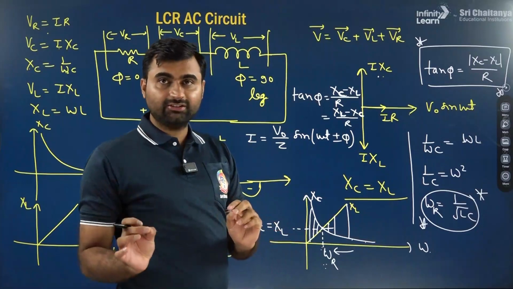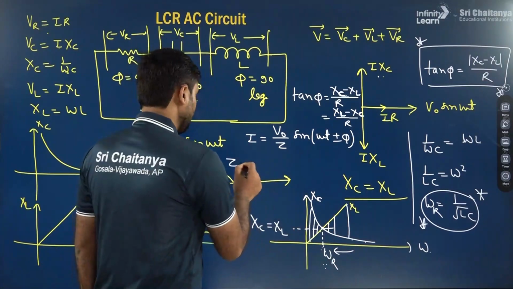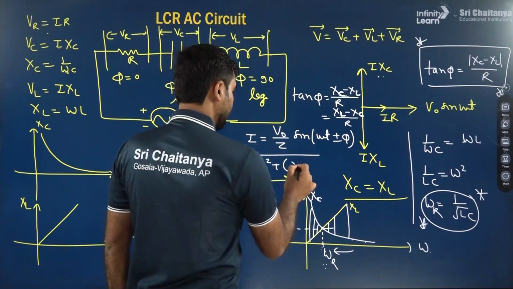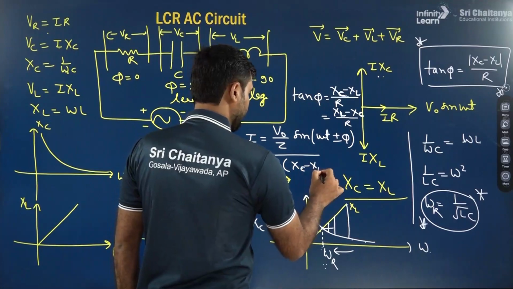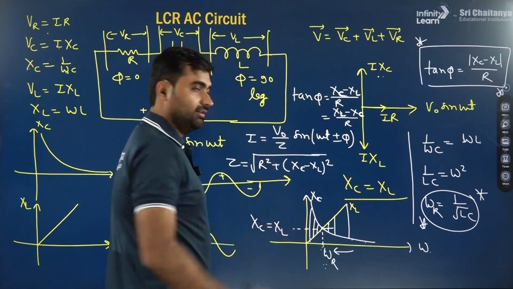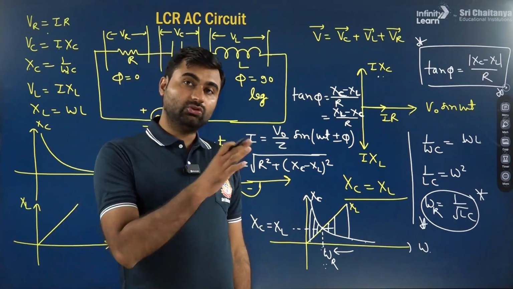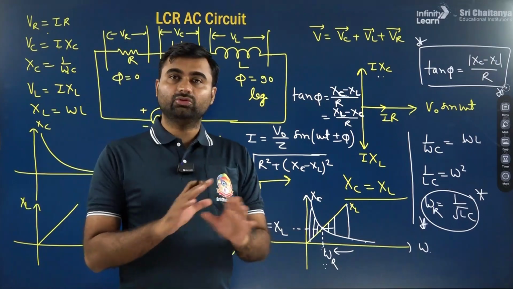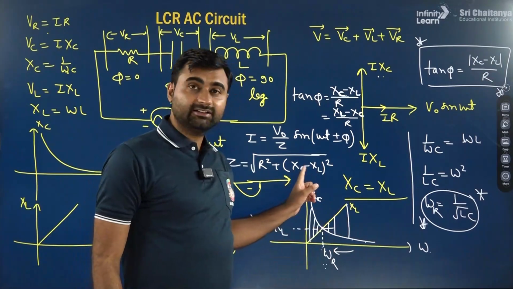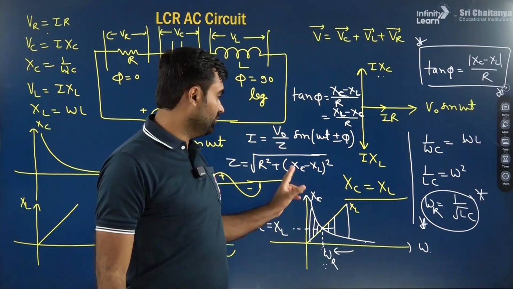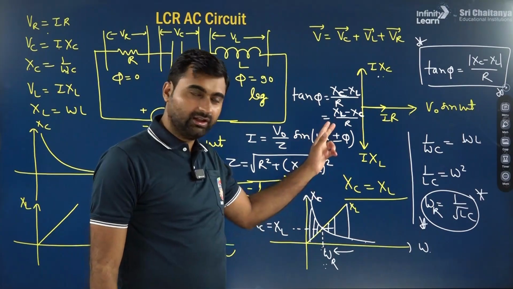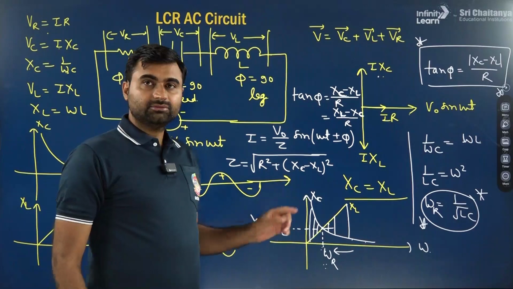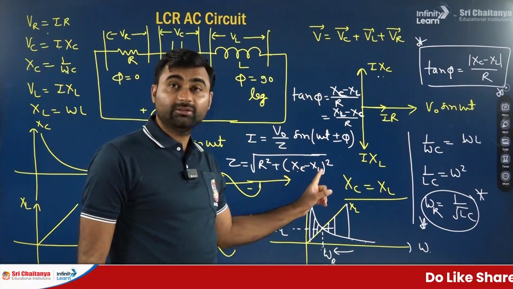Now, Z. Z is impedance. And this impedance formula, you have to remember: Z equals root over R square plus XC minus XL whole square. This is the formula of Z. Now you can ask, sir, is it valid for all three cases or only for a particular case? This Z is valid for all. Why? Because XC minus XL square is there. So whether you write XC minus XL square or XL minus XC square, it will be the same because it is squared. Okay.